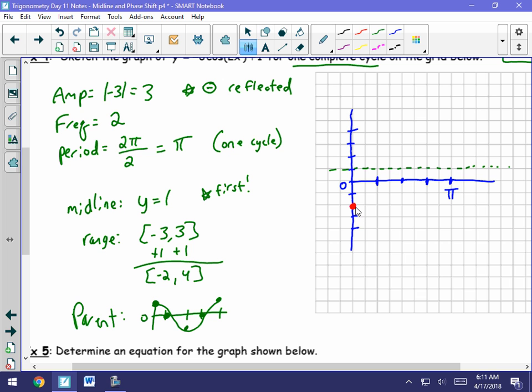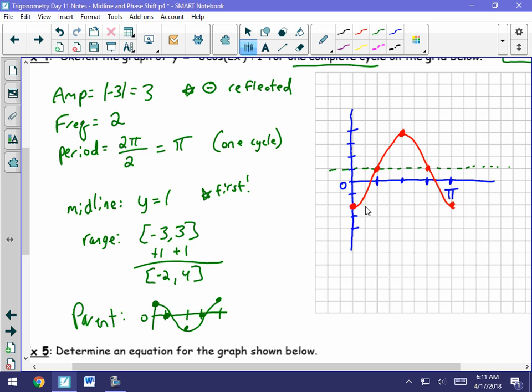Then the next point in the cosine cycle, again, goes to the midline. So this point's going to be right there. Then the next point in the cosine graph is normally below the midline, except reflected, so we're going to be above the midline. And the amplitude is 3, so now I'm going to go up 3 above my midline. Then I go back to the midline, and then I finish at 3 below the midline. Okay, and now I have a nice upside down cosine graph.